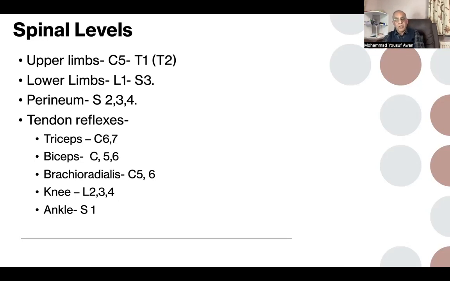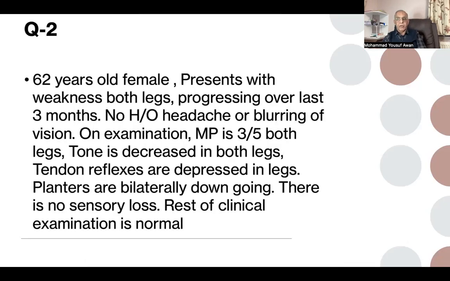Suppose the knee reflex is present, but the ankle is absent, the lesion is between L4 and S1. So you can make out from this knowledge which part of the spinal cord is involved. There are two ways to detect the level: the sensory level, muscle supply, and the tendon reflexes. That will help you in localization of lesion in the lower motor neurons in the peripheral nervous system.